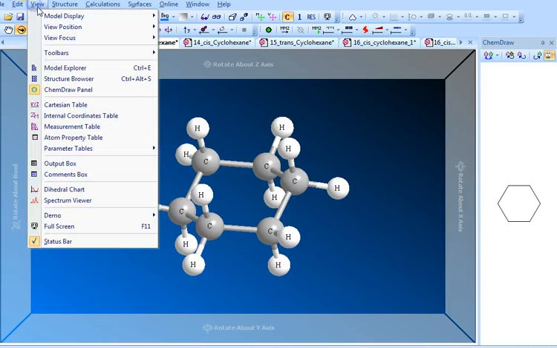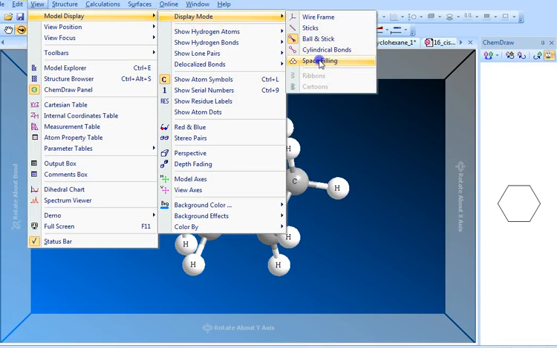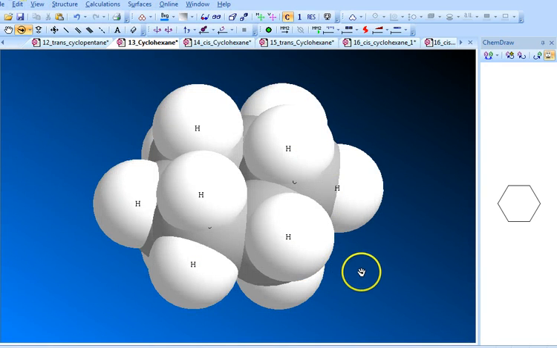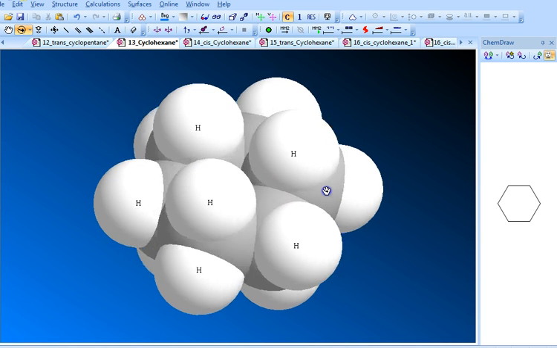Okay, alright, no issues there. That's a space-filling model for it, very little use to us.